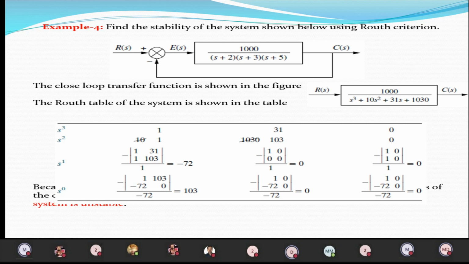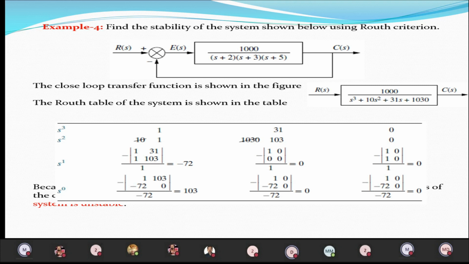Okay, minus 103 into 1 divided by 1, so you'll be getting minus 72 as a result. And similarly if you want to determine the second element, 1 into 0 minus 0 into 1 divided by 1, so it becomes 0. So as per 0 you can determine, so you will be taking minus 72 into 103 minus 0 into 1, divided by minus 72, so you'll be getting only 103. So my remaining values become 0.